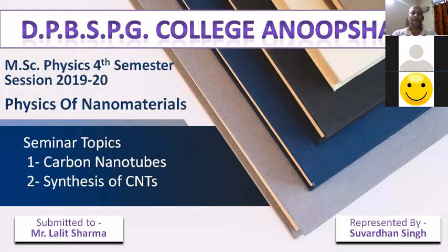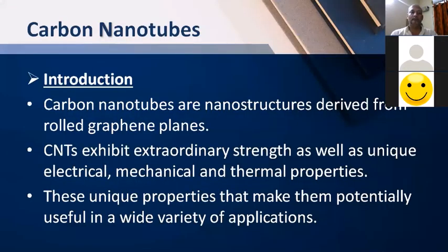Let's start with the introduction of carbon nanotubes. As its name suggests, nanotubes are related to nanotechnology. Carbon nanotubes are nanostructures derived from rolled graphene sheets. Carbon nanotubes have many properties, such as high strength, electrical properties, and mechanical properties. That's why they are very useful for us.